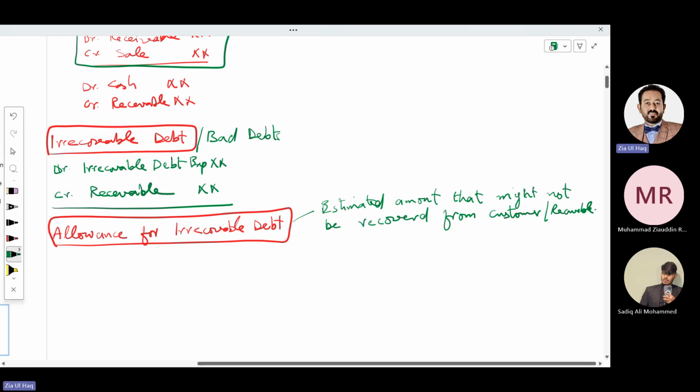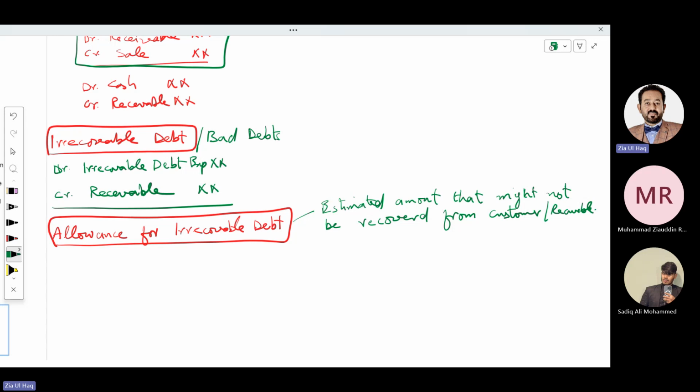Based on previous year bad debts, we can estimate an amount that could be bad debts for the coming year. At the start of the year, we make up our mind that we might not recover $10,000 in the coming year from receivables, because these are normal bad debts. In the previous year there were about $10,000 of bad debts. So this is estimated, not actual.